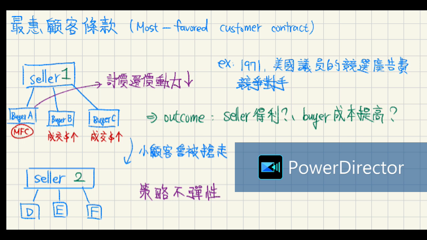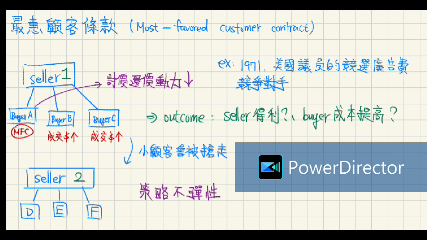But what if there is a seller 2? Seller 2 also has buyer D, buyer E, and buyer F. That is, if seller 1 raises the price too much, higher than seller 2, then buyer B and buyer C would turn to seller 2 to buy the items. Then seller 1 only has buyer A.